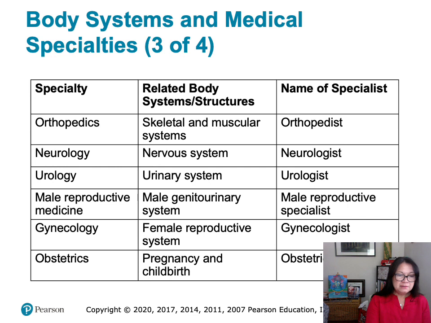Continuing to look at our medical specialties, we have also orthopedics. That's the medical specialty that deals with skeletal and muscular systems. The skeletal system consists of bones, cartilage, ligaments, joints, and related structures, while the muscular system consists of muscles, tendons, and related structures. Both body systems fall within the same specialty because their components and functions are so closely related. An orthopedist is a physician who specializes in orthopedics.